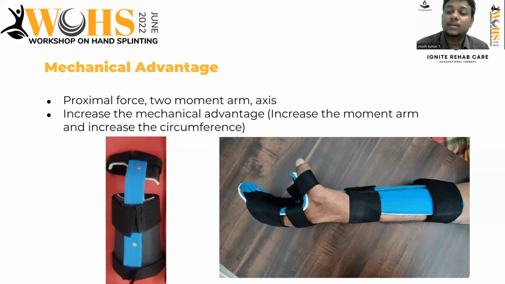So a few ways to increase the mechanical advantage, as I told: one is to increase the moment arm, and the second one is increasing the circumference, giving a nice throw over the forearm, a good circumference. At least half of the circumference of the part should be included. If you don't give the proper rounding of the splint, it may not give the proper mechanical advantage. These factors will help you provide the appropriate mechanical advantages in the splint.